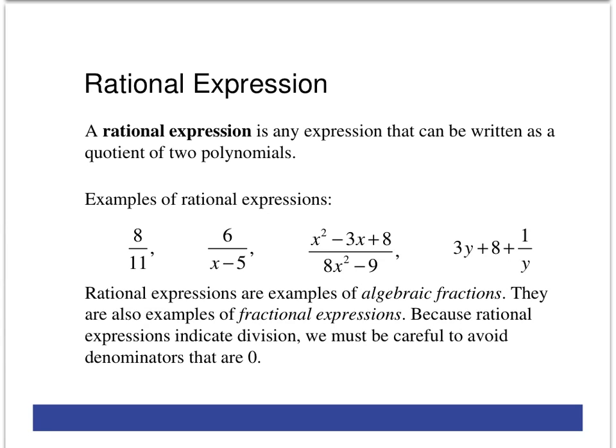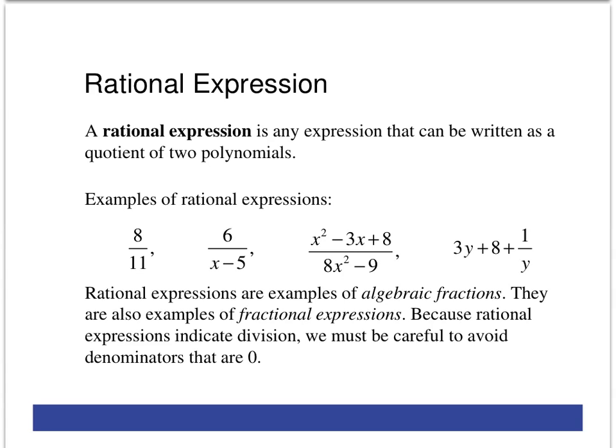So when we talk about a rational expression, it is any expression that can be written as a quotient of two polynomials, or a fraction, okay? Examples of rational expressions are 8 over 11. Now quotient means division, so you could say 8 divided by 11. 6 over x minus 5, the trinomial x squared minus 3x plus 8 being divided by 8x squared minus 9, and then 3y plus 8 plus 1 over y. Rational expressions are examples of algebraic fractions. They are also examples of fractional expressions.